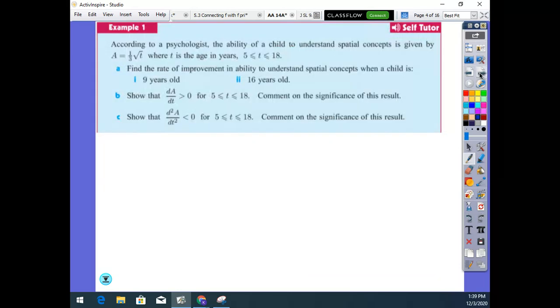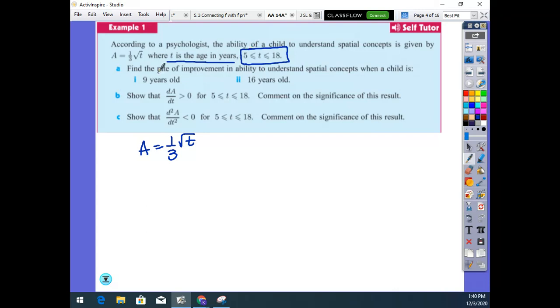Okay, so first of all, according to a psychologist, the ability of a child to understand spatial concepts is given by A equals 1/3 square root of t. T is the age in years, and we're going to focus on the years between 5 and 18. So find the rate of improvement. That word rate is take the derivative.